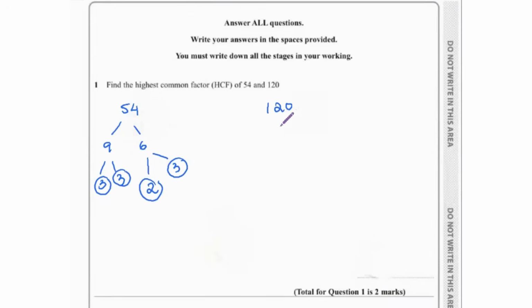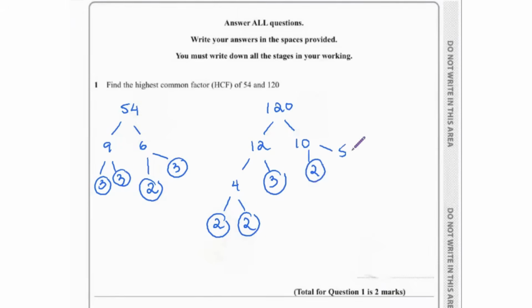We make the prime factor tree for 120 now, so that's 12 times 10. You can use any set of factors, there's no restriction on that. 12 is 4 times 3, 4 is 2 times 2, 10 is 5 times 2. So as you can see, 2, 3, and 5 are prime numbers, so we cannot further break them down.